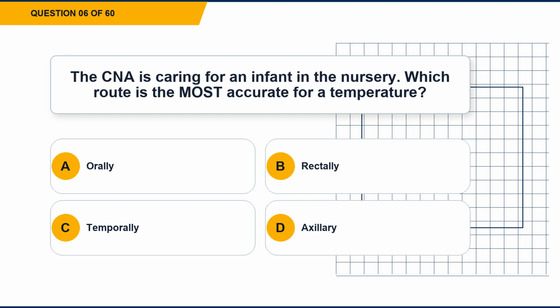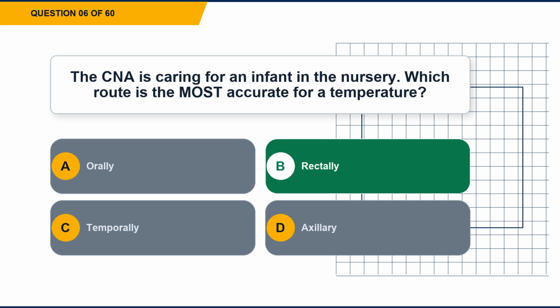Question 6. The CNA is caring for an infant in the nursery. Which route is the most accurate for a temperature? Option A. Orally. Option B. Rectally. Option C. Temporally. Option D. Axillary. The correct answer is option B.